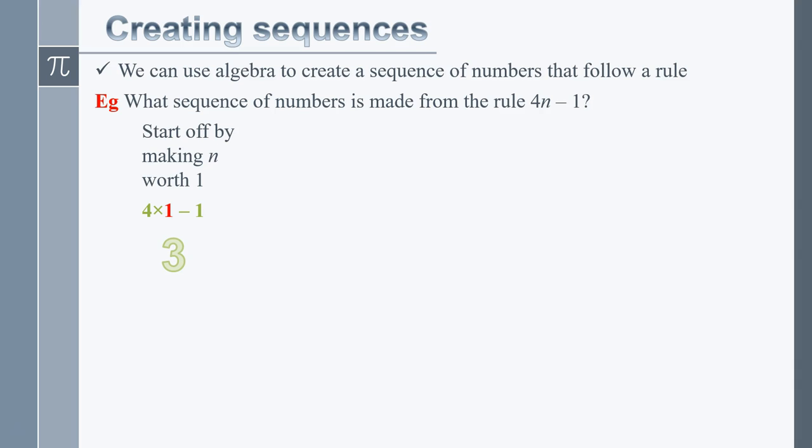To get the second number in the sequence, what I'm going to do now is say, okay, well, let's make n be worth 2. And so this is now worth 2. So we've got 4 times 2 minus 1. And so that gives me 7.